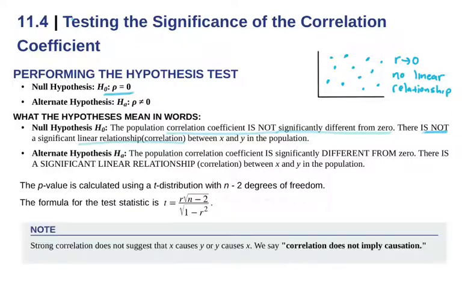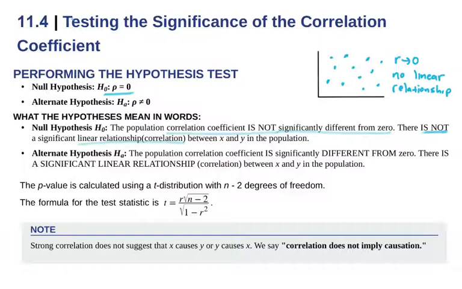And technically, we are doing a T-test for this linear regression, and this is the formula to get the test statistic, and our degrees of freedom are given by n minus 2. Very, very important in a test. Correlation does not imply causation.